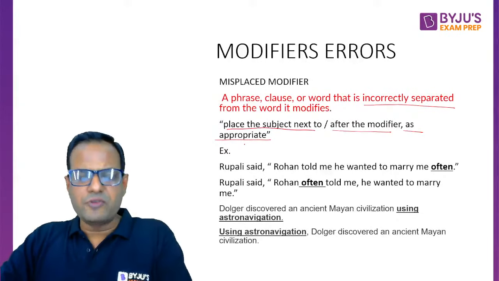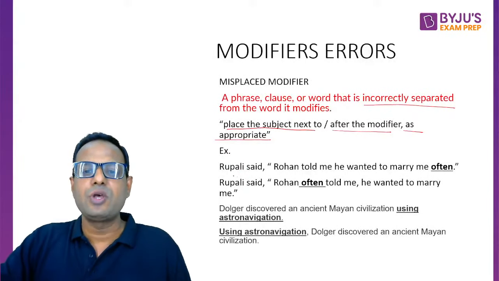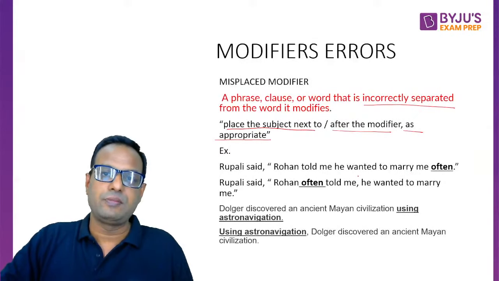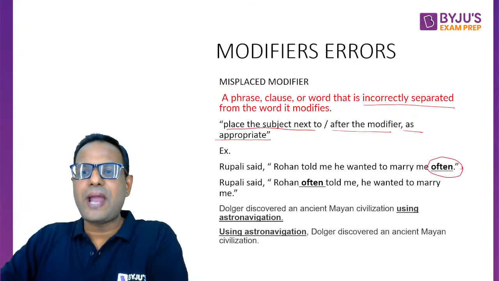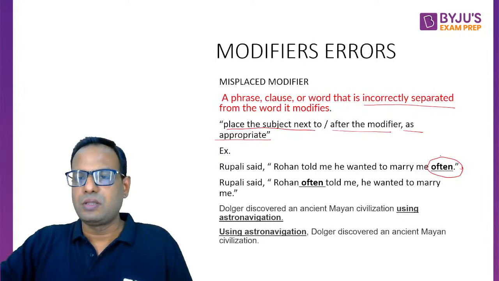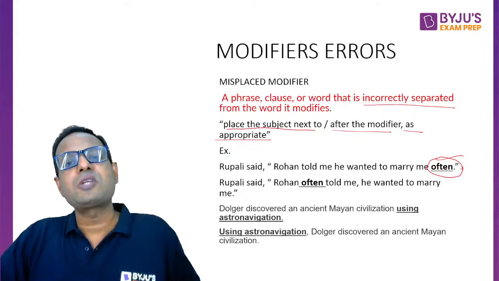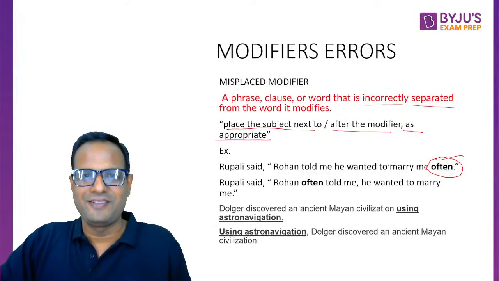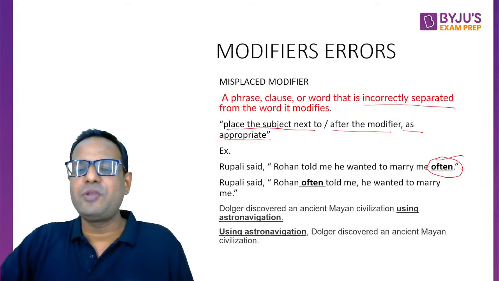Okay? We will try to understand this with the help of a couple of examples. The first one says, Rupali said, Rohan told me he wanted to marry me often. So we know that the modifier is the word often. But look at the placement of the modifier often. It says, Rohan told me he wanted to marry me often. वो मुझसे अक्सर शादी करना चाहता था. Okay, how can you marry the same person repetitively? Don't you think it is funny? Rohan told me he wanted to marry me often.